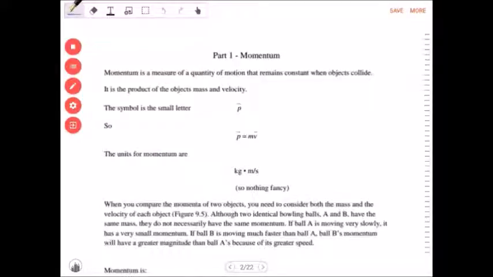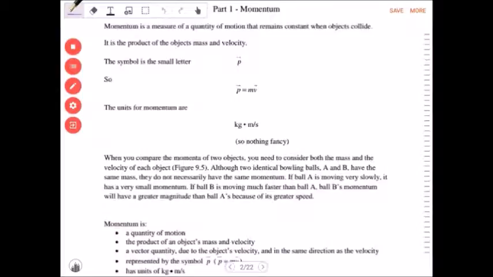Mass is measured in kilograms, v is measured in meters per second, so the units for momentum are kilograms dot meters per second. Wow, they really didn't get anything fancy for us there, but that's the unit for momentum. Awesome.